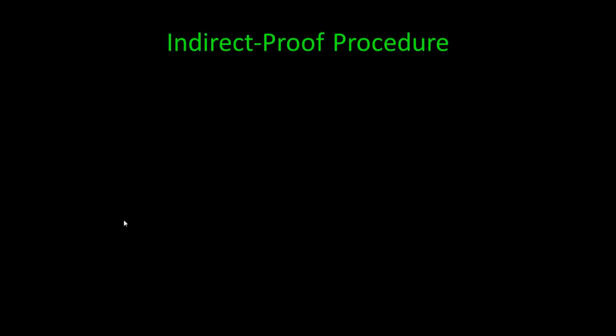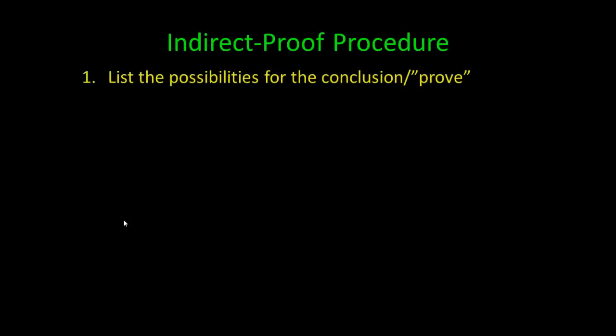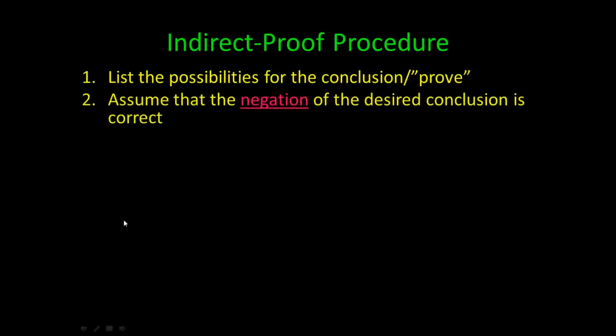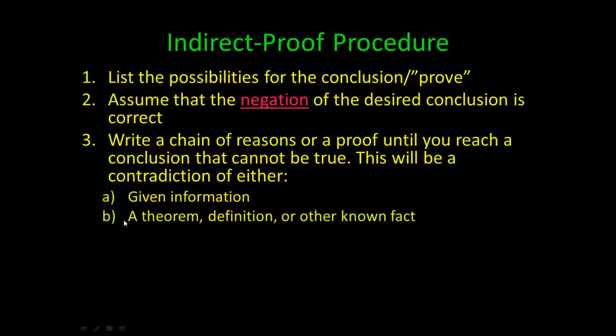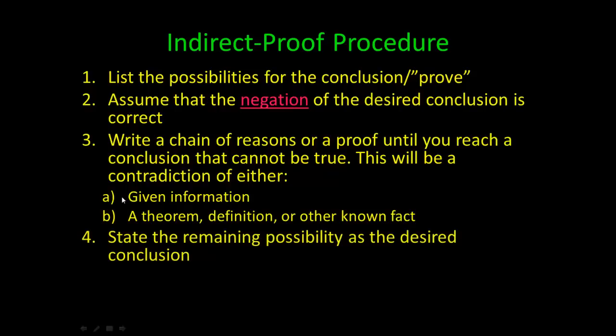Okay. So here's a procedure for doing an indirect proof. First, list the possibilities for the conclusion, or the quote-unquote proof. Assume that the negation of the desired conclusion is correct. Then you write a chain of reasons, or a two-column proof if you want, until you reach a conclusion that can't be true. This is going to be a contradiction of either information that's given, or a theorem, definition, or other known fact. Okay, and we'll probably get to some of those in class, so if you have questions, let me know. The example I'm going to show you is going to be another one where it contradicts something in the given. And finally, state that the remaining possibility is the desired conclusion. Okay?